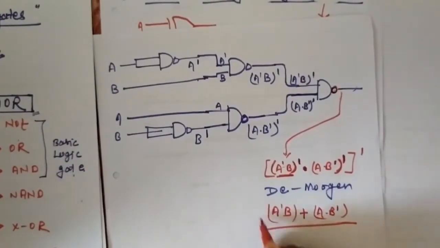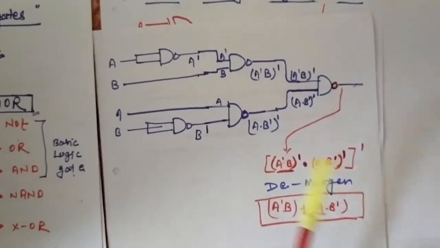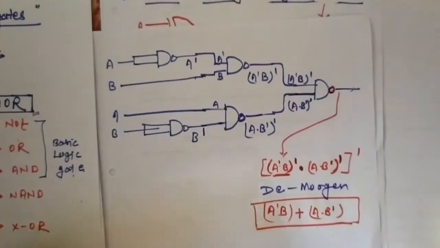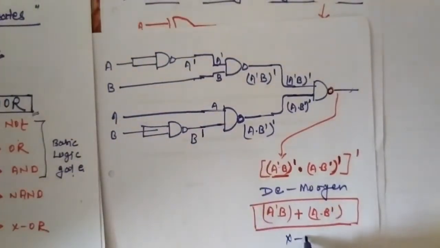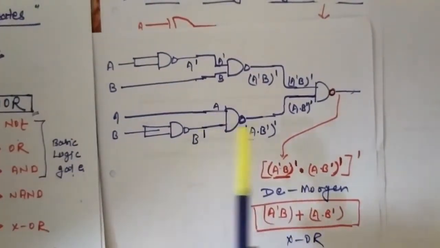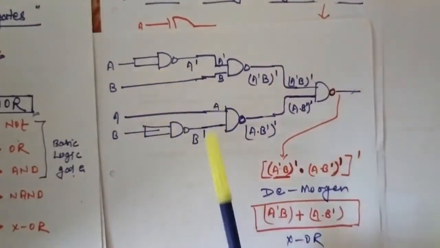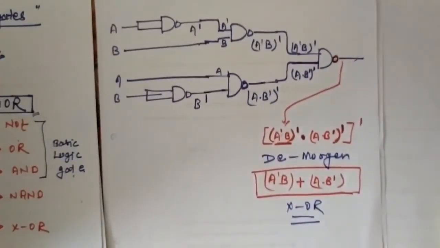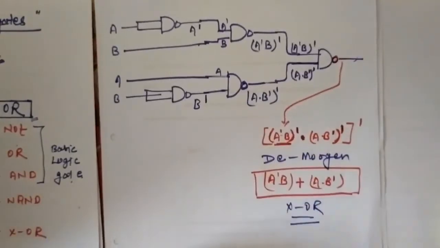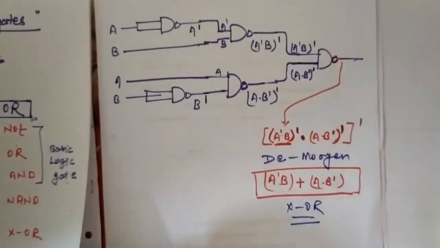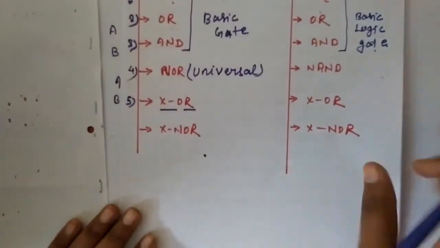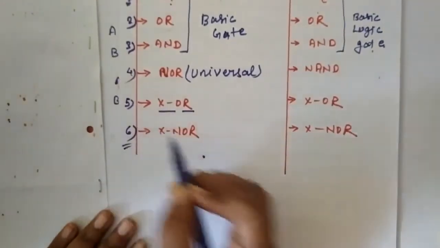So now this is the expression of which gate? This is the expression of our XOR gate. So you can see that only with a NAND gate we can create an XOR gate. So the next one is the last one. So the sixth one, the last, is the XNOR gate.